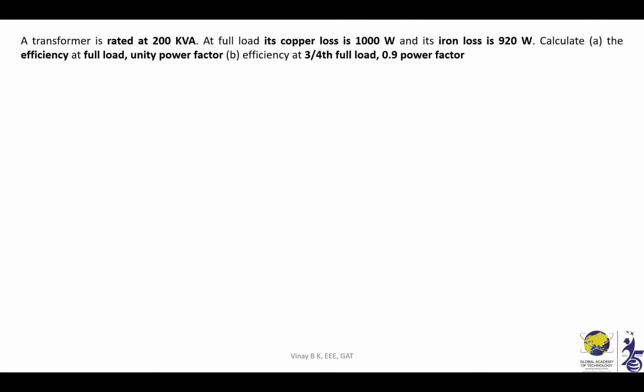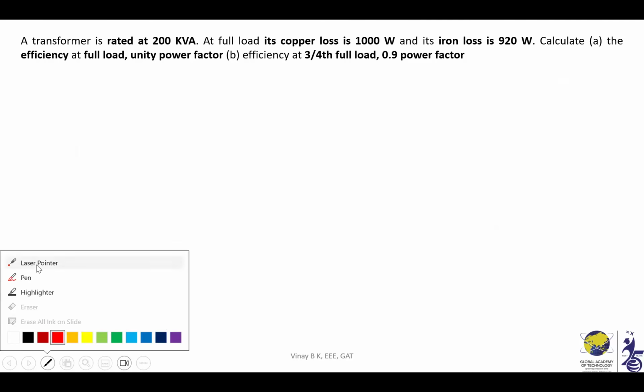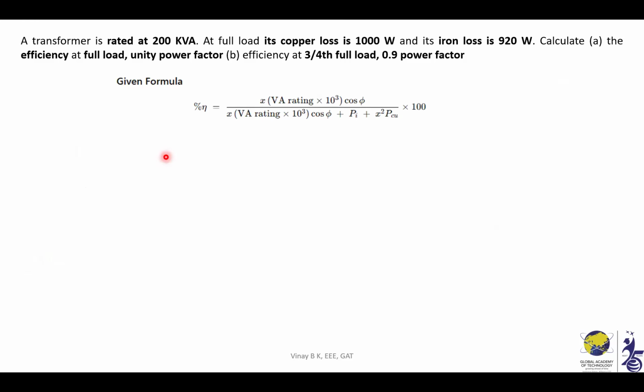Means when X equals 1 and the power factor is 1, we need to find the efficiency. And efficiency at 3 by 4th full load, that is when X equals 3 by 4 and power factor is 0.9, we need to find the efficiency. So now you can see the given values. Before that, I'm defining the formula now only.